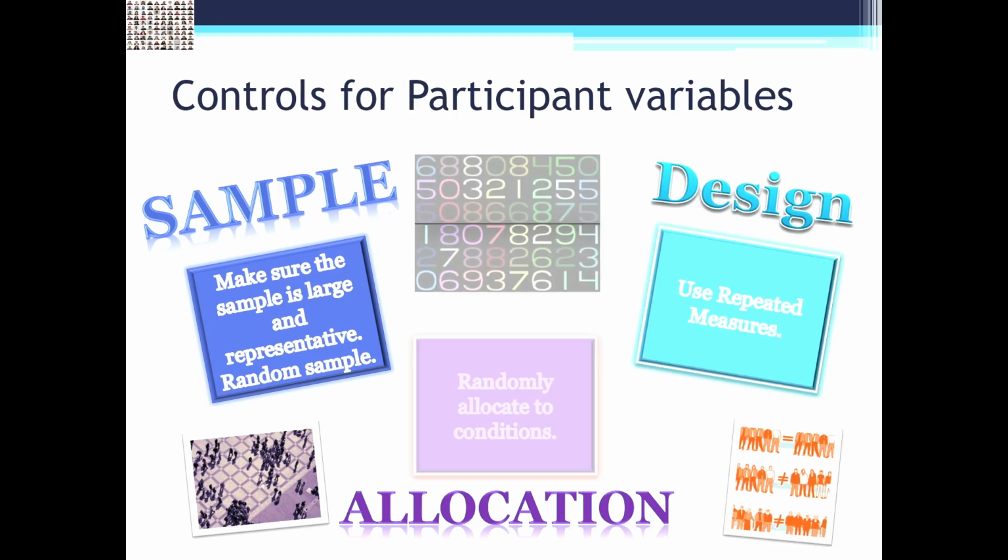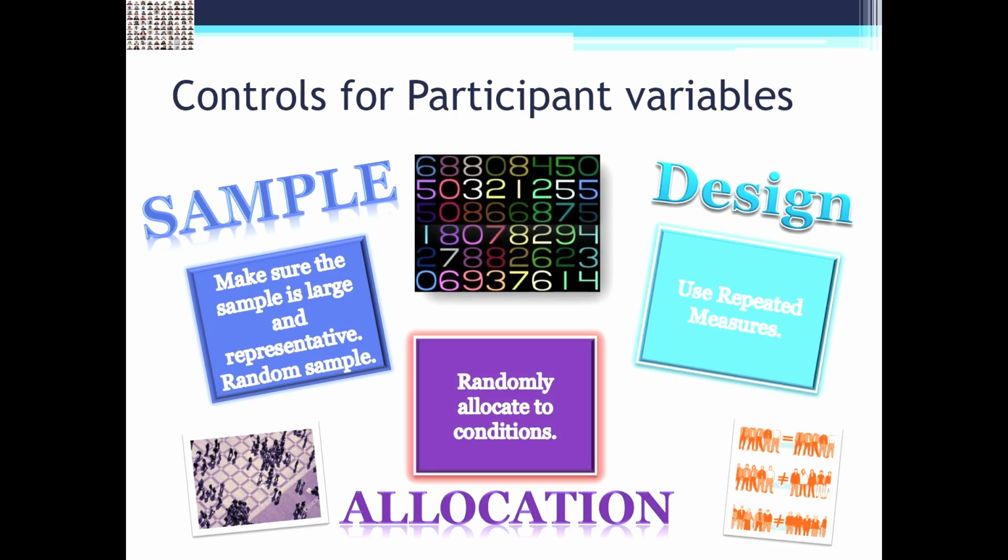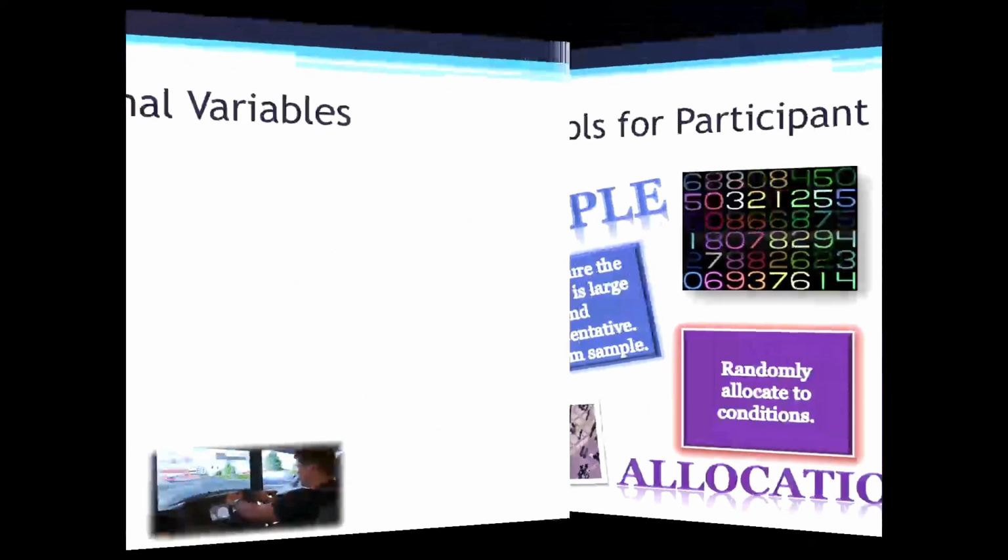And a way to control for any participant variables is to make sure you've got a really good sample. So it's large, it's representative. If you use random sampling, that's really good. If we've got any conditions where they're only taking part in one condition, we need to randomly allocate to the conditions so that we don't end up with all the same participant type in one condition. And then we might just get our participants to do both of the conditions and compare them against themselves, which is called repeated measures. That's usually a good way to get rid of that as well.